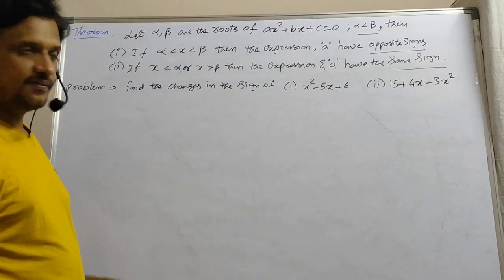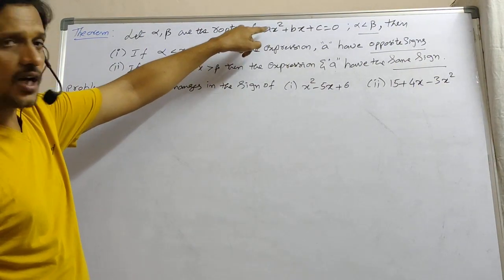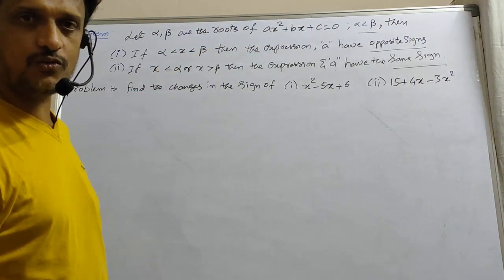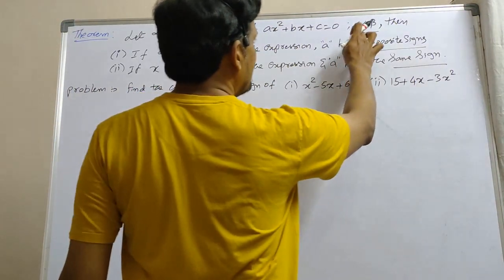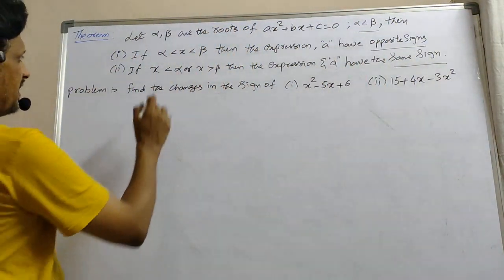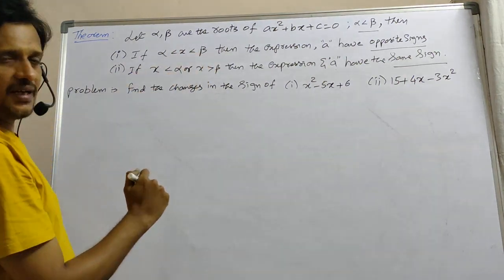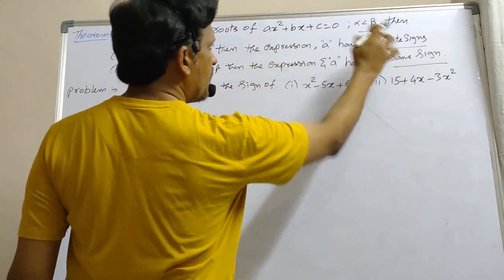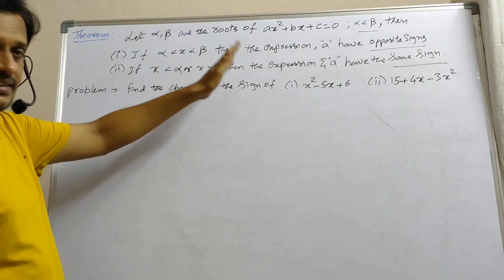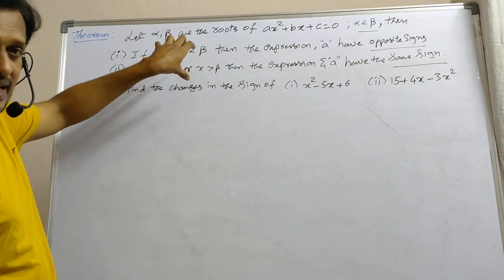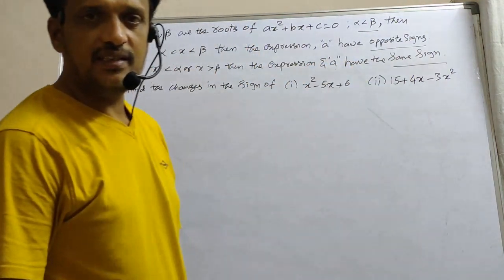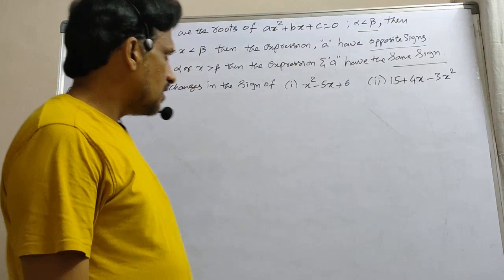So here, if alpha and beta are the roots of the quadratic equation ax square plus bx plus c equal to 0, where alpha is less than beta, then by this theorem, when x lies in between the roots alpha and beta, the expression and a have opposite signs. When x is either less than alpha or greater than beta, that is, when it doesn't lie in between the roots, then the expression and a have the same sign. So that is the given one.